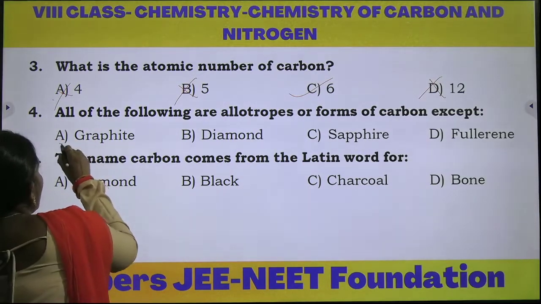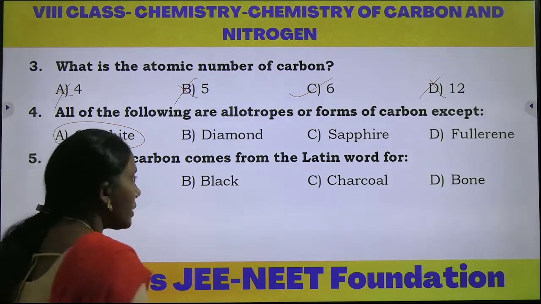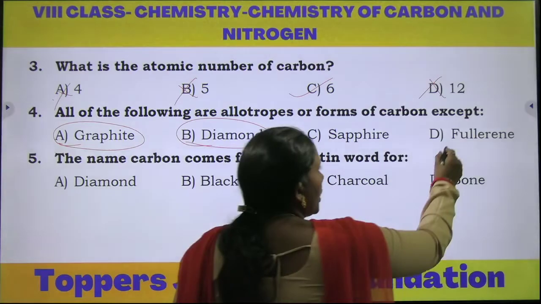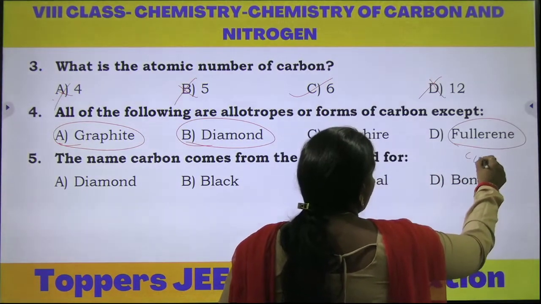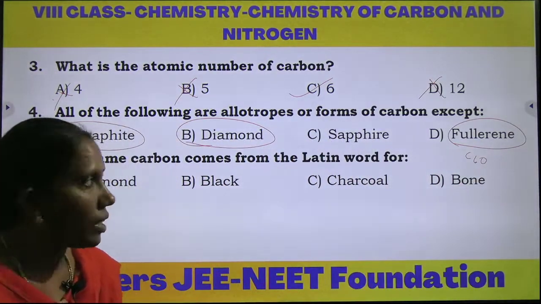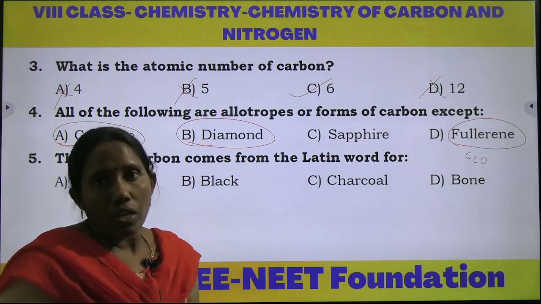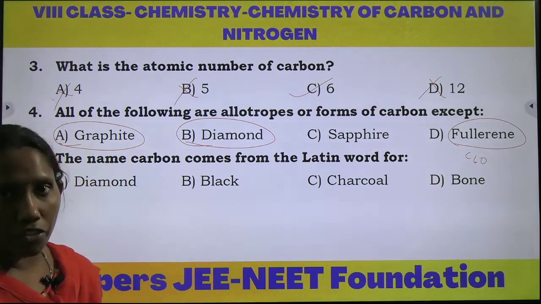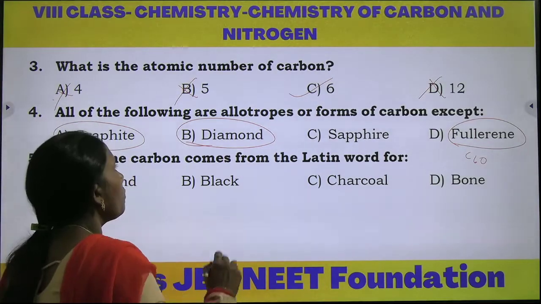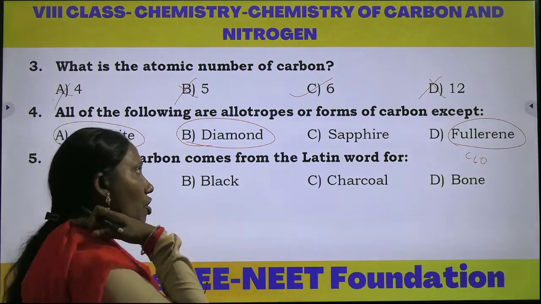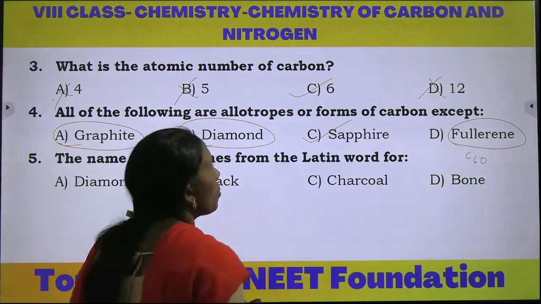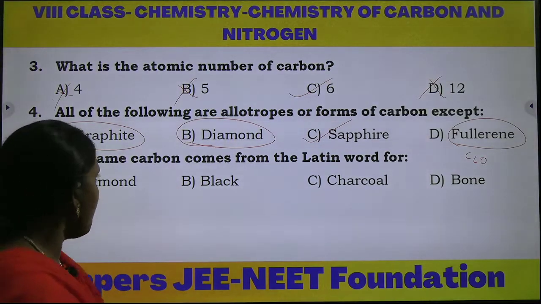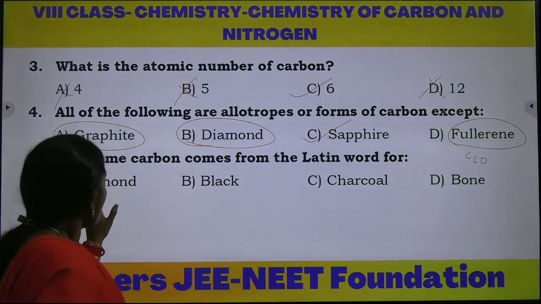Here graphite is an allotrope of carbon. Like that, diamond is also an allotropic form of carbon. Even fullerene, which is nothing but C60, is also an allotropic form of carbon. Whereas coming to sapphire, it is a mineral, not an allotropic form of carbon. So for the question, all of the following are allotropes or forms of carbon except sapphire, which is not an allotropic form of carbon or any other form of carbon. Okay. Now comes to the next question.